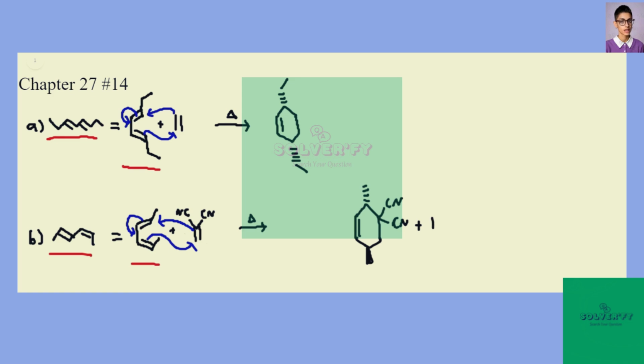And of course, as we've seen before, we will also get the enantiomer, so the other possible molecule where they are also trans to each other, but with the opposite stereochemistries. And so that is the answer to Chapter 27, problem number 14.